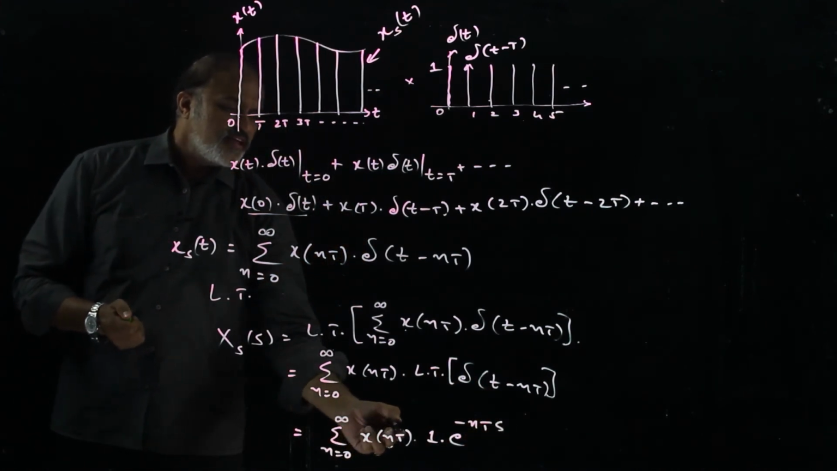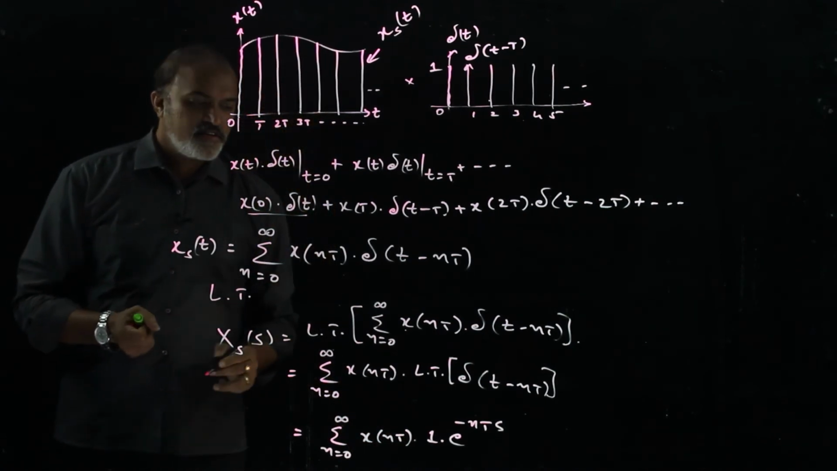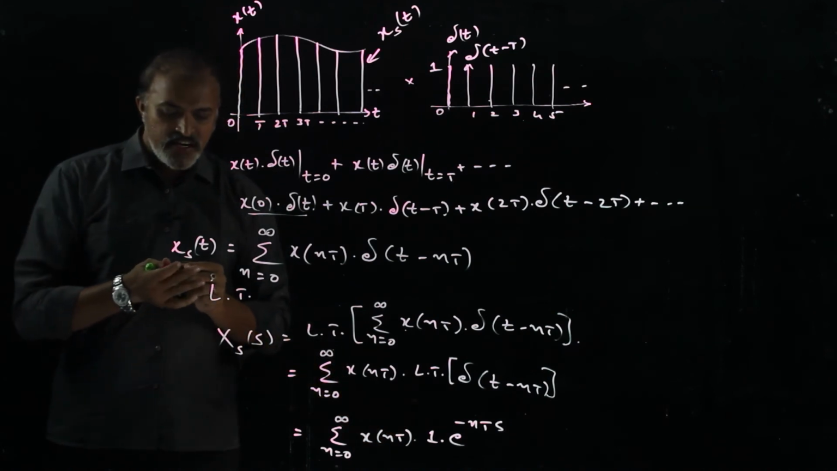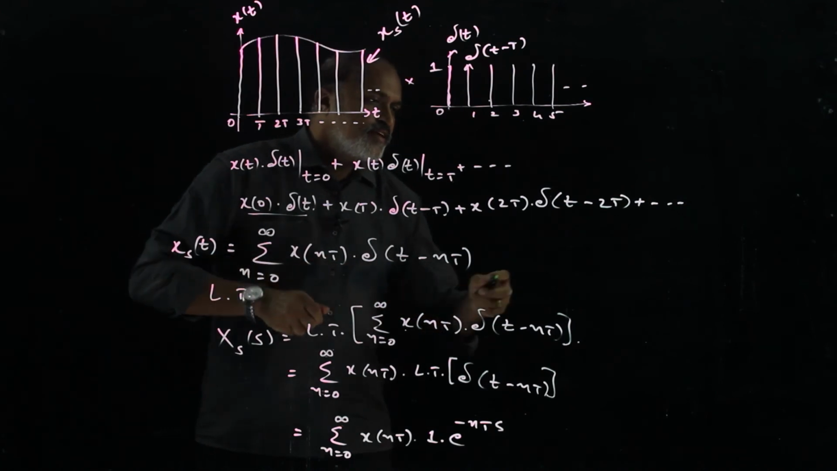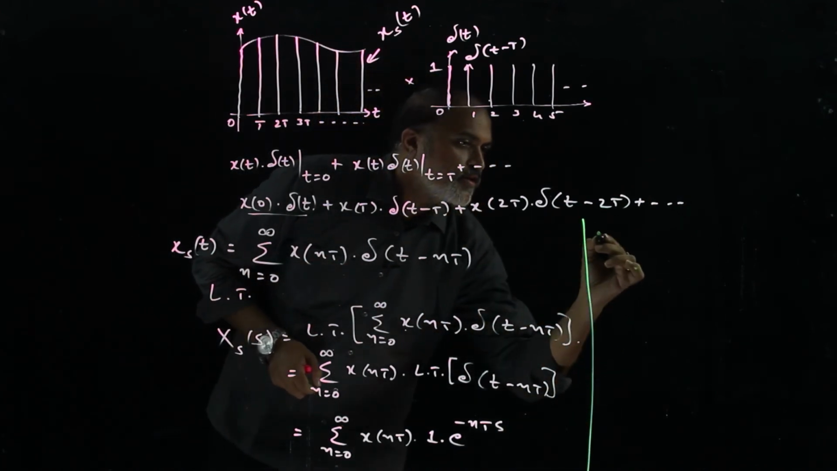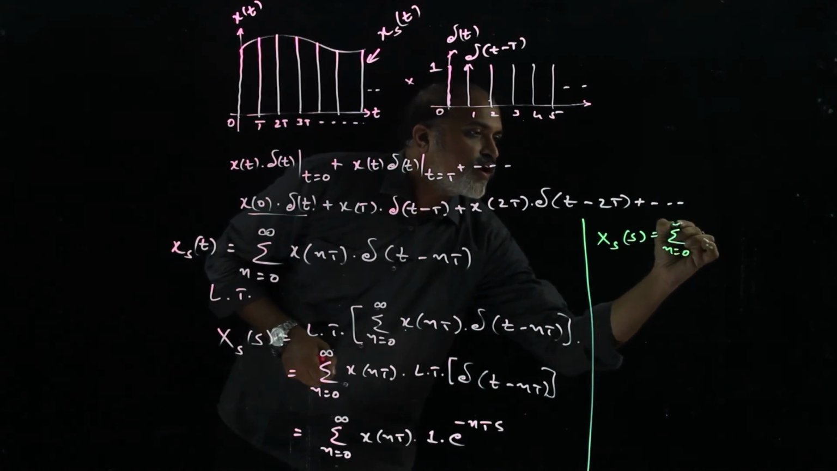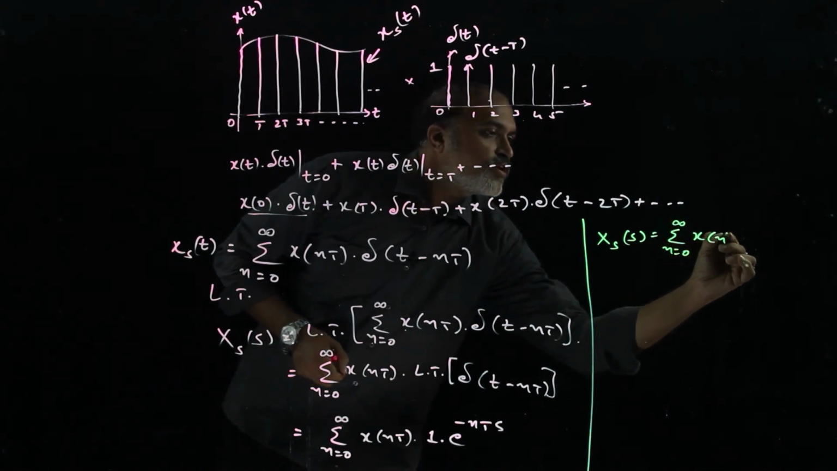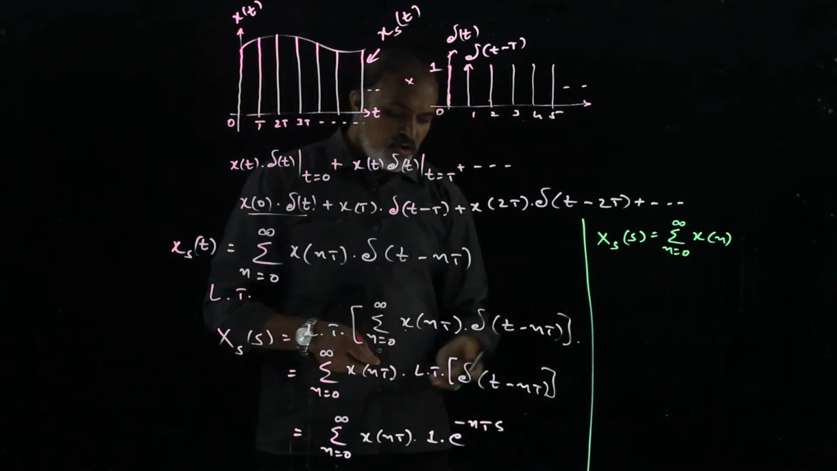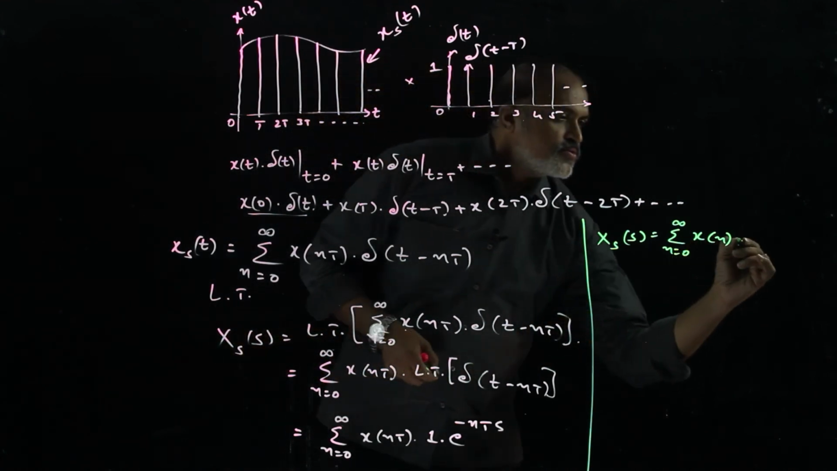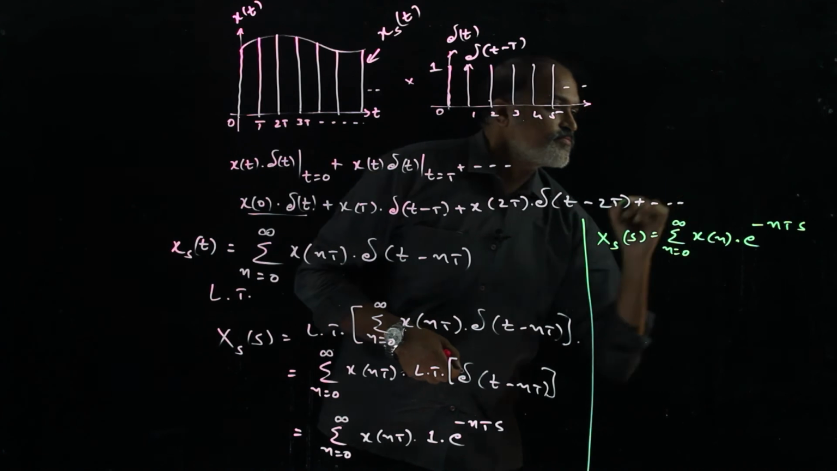Here in this case, the capital T value, that is the distance between two successive samples, is constant. As capital T is constant, x of nT can be summarized as xs of s is equal to sigma n equals 0 to infinity x of n only, where n is the index or independent variable in the time domain and capital T is constant, so no need to write that, into e power minus nTs.